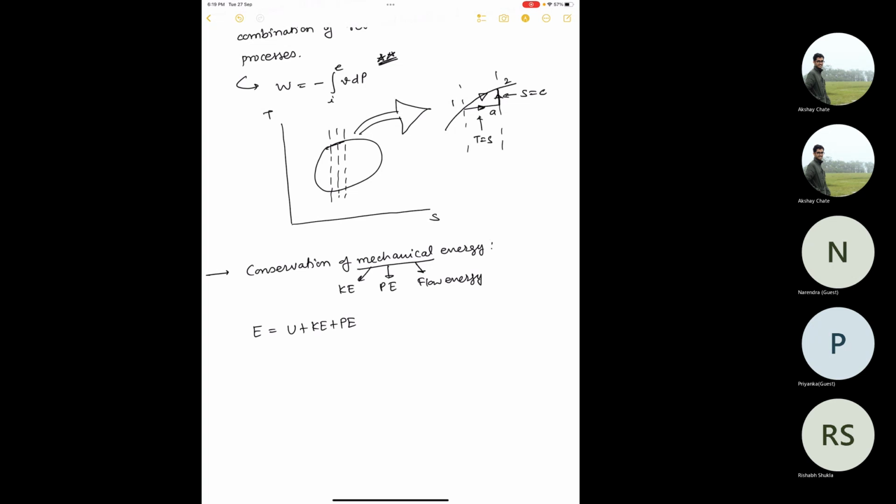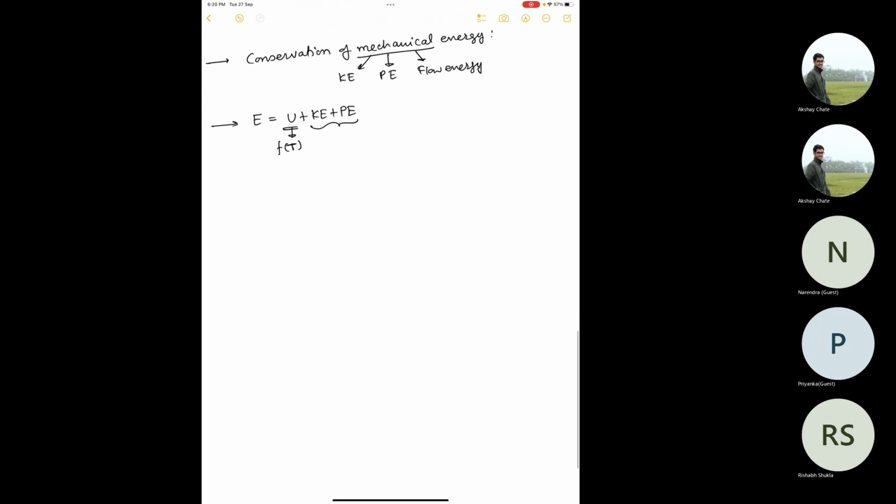This is for a closed system. For an open system, there will be flow work also. So this U is a function of temperature basically. Temperature changes are accounted for in U, and mechanical changes are accounted for in this form. That's why they are called mechanical energy. Since you are a student of the mechanical discipline, you should at least know this. So anyway, I think that's the crux of the theory, and then we'll go to problems.